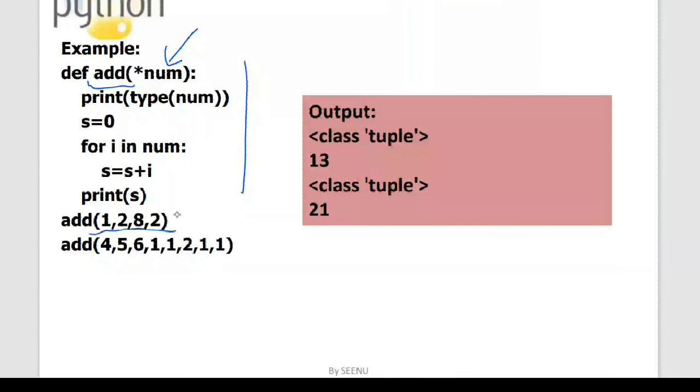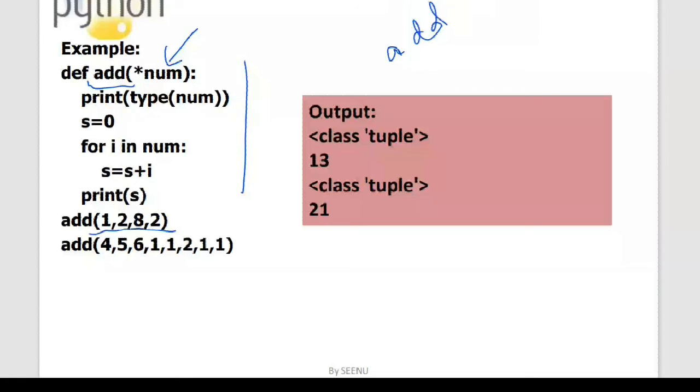So it's not returning anything. What is the name of the method? The name of the method is add. And what is the functionality of this method add? It takes some sequence of numbers, does the sum, and prints the sum of the elements that it has received as arguments. So this is the method.